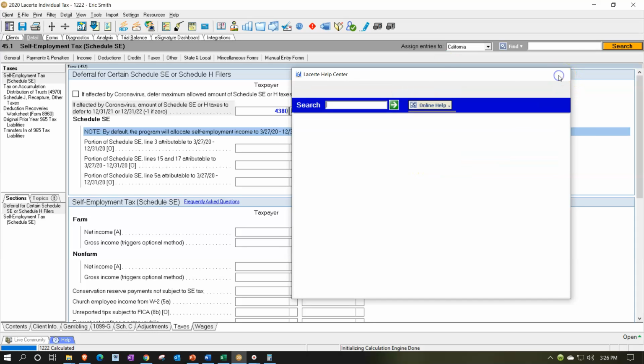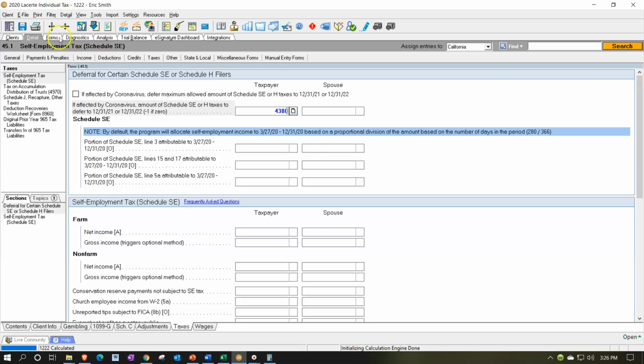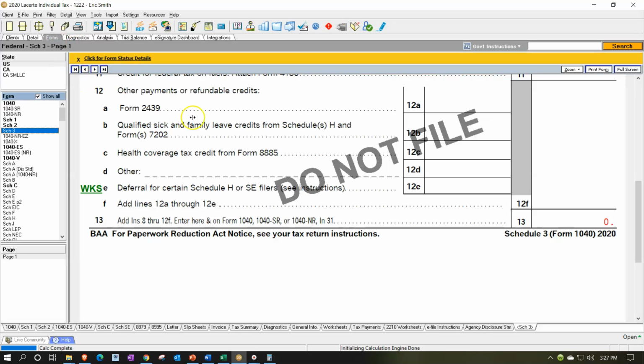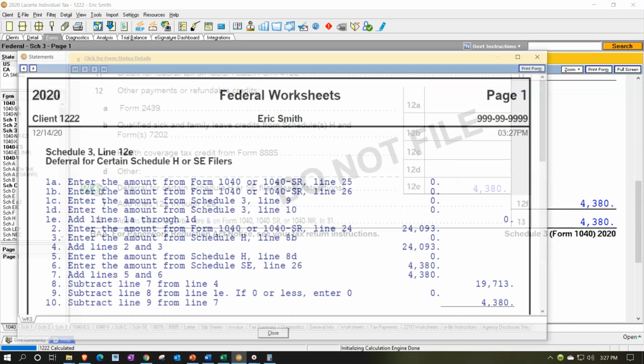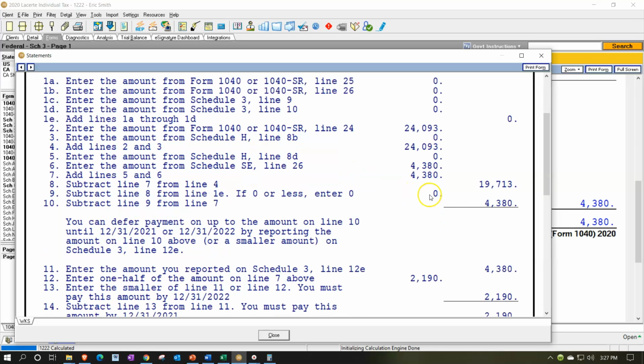Not very much more detail provided there. It's kind of disappointing. But in any case, if I go then to the forms, then this schedule, you can see it populates here on Schedule 3. If I look at the worksheet then, they basically have the calculation.